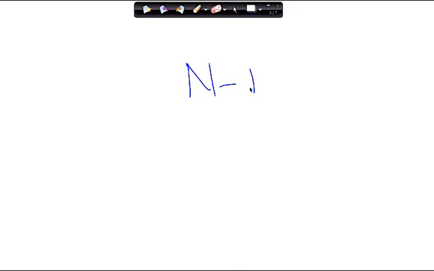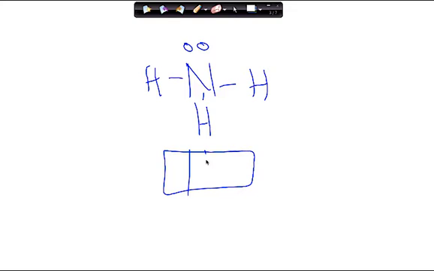So guys, for example, what if you've got NH3? How many domains? 4. One of them's non-bonding. So what would that look like if we were looking at the sp3 hybrids? It'd be 1, 2, 3, 4. One of the hybrid orbitals is full. The other 3 are available for bonding.